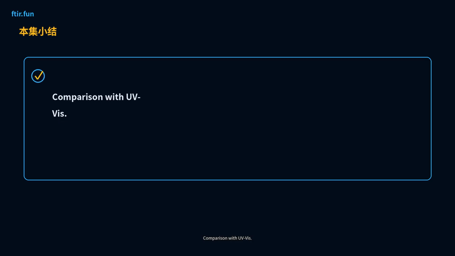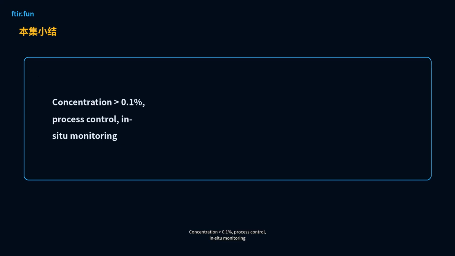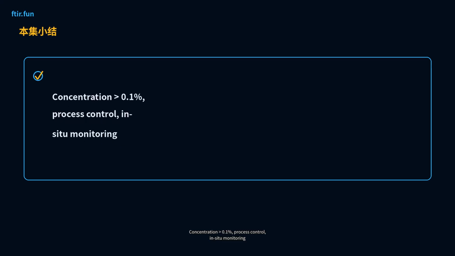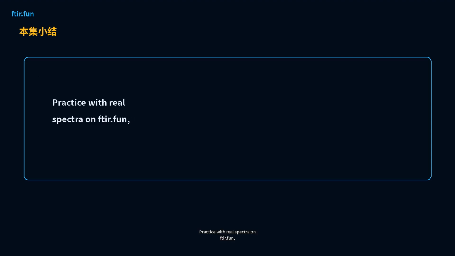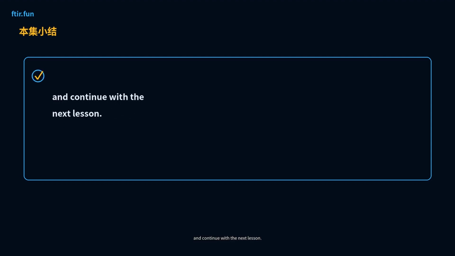Comparison with UV-Vis: lower sensitivity but higher selectivity and information. Comparison with chromatography: lower sensitivity but faster and non-destructive. Suitable scenarios: concentration above 0.1%, process control, in situ monitoring. That covers the key points for this episode. Practice with real spectra on ftir.fun and continue with the next lesson.